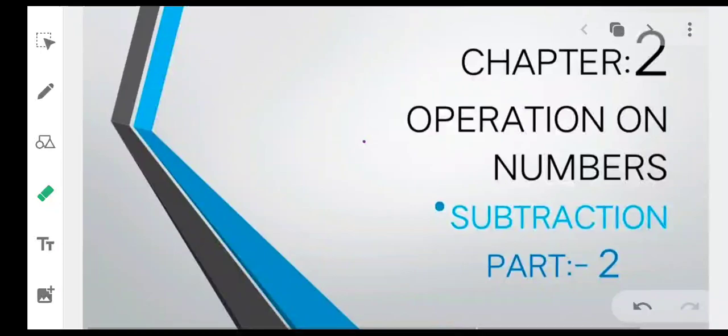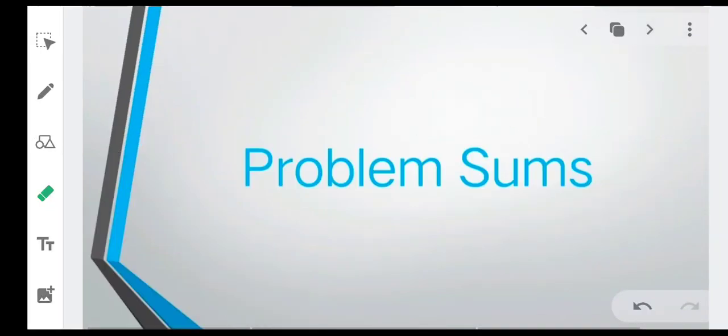Students, in our previous video, we learned how to do subtraction with borrow and without borrow method. In today's video, we are going to solve some problem sums. Okay students? But now you have to understand in which sum you have to do addition as well as subtraction. So here I am going to give you some hints.